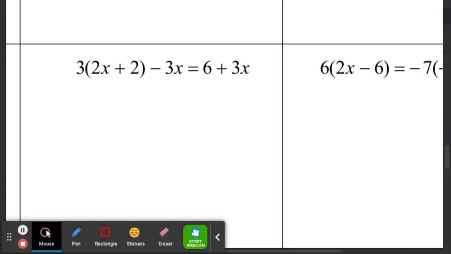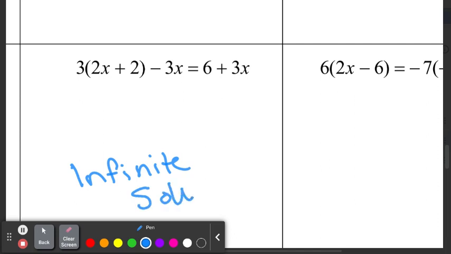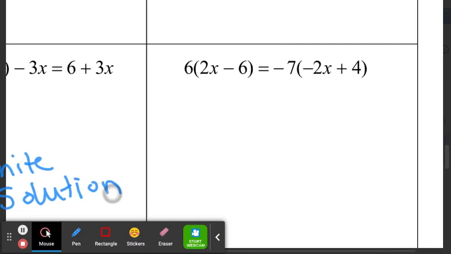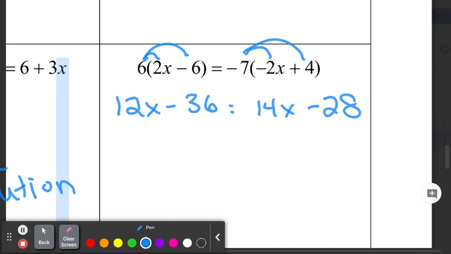So now down below on the more examples, this is just different practice for you. This one, the first one would give you infinite solutions. So when you try to get rid of the variables, the two sides of the equation are equal. I put in some tricks here. This second one, when you solve this, I'm going to distribute 12x minus 36, and then this is 14x minus 28. You're actually going to get a solution, and that's okay.